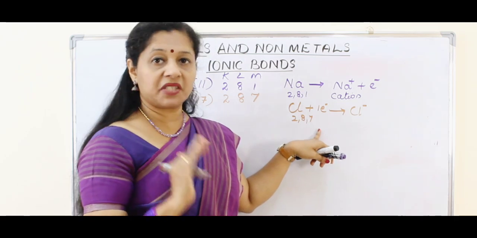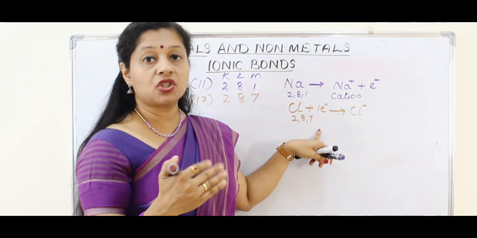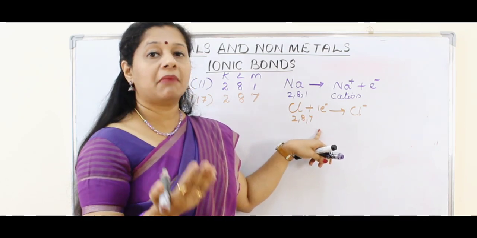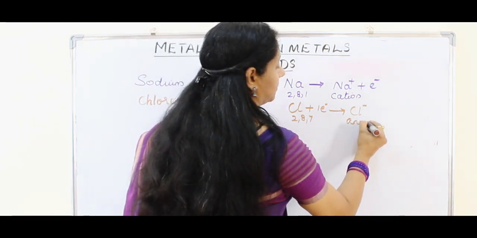It is remaining the same, 17 only. So 17 positive charge and 18 negative charge. So what will be the ultimate charge? It will be minus 1. So that is why it is gaining a minus 1. So this is chlorine anion.